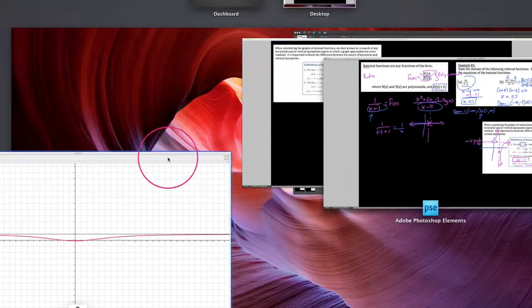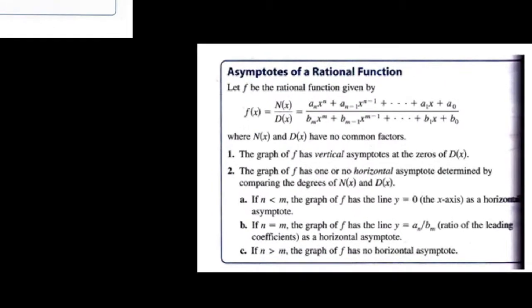Okay. So before we wrap this video up, what we're going to do is this. We're going to talk about how you can find the asymptotes of a rational function. And this would be a good thing to write down. But the asymptotes of a rational function are given thusly.